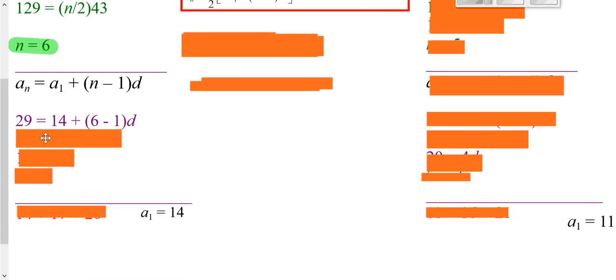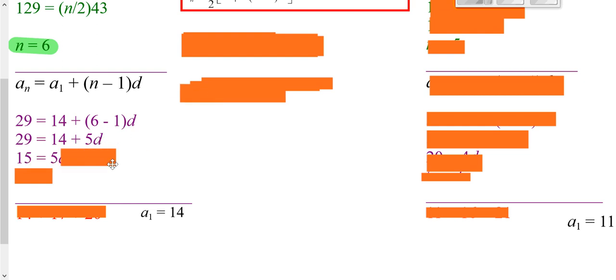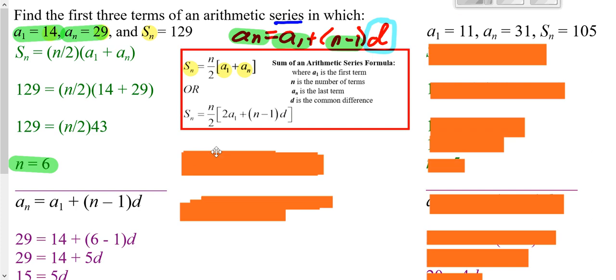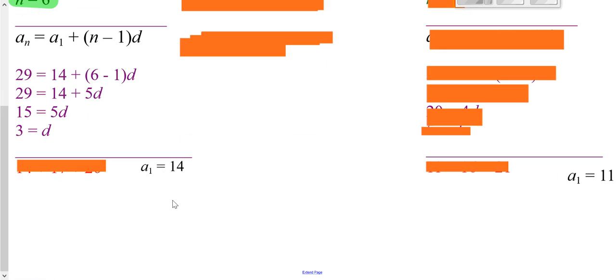So I could subtract 14 from both sides. That simplifies down to 5 times d. Then I could go ahead and divide by 5, and I get my difference to be 3. So instead of going back up here, I put down the first term here.